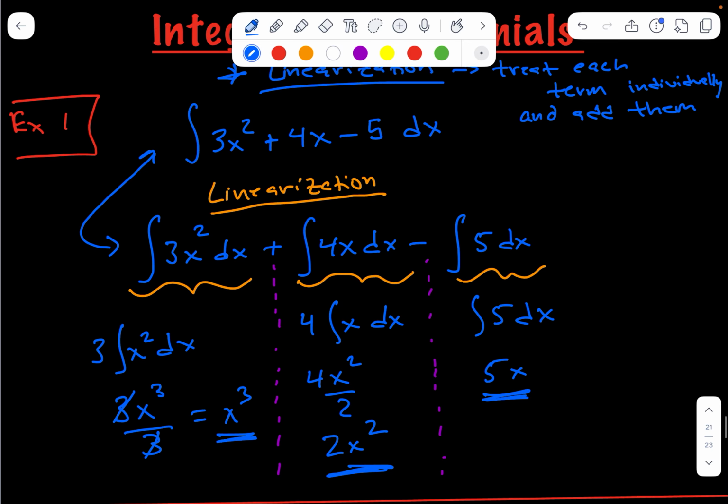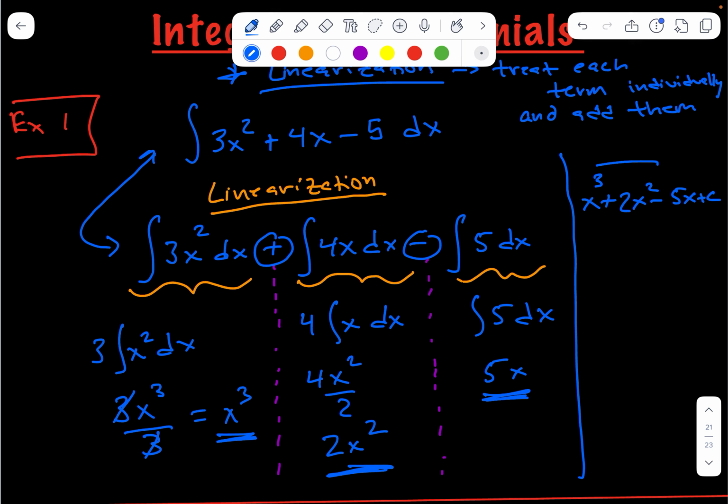So now I'm going to add these all up. I'm running out of room, so I'm going to write it up here. So our first term is x cubed, and then we have the plus sign. Then our second term is 2x squared. Then we have our minus. Then we have 5x. And remember, because this is an indefinite integral, we're going to have to do plus c. And that right there is our answer.